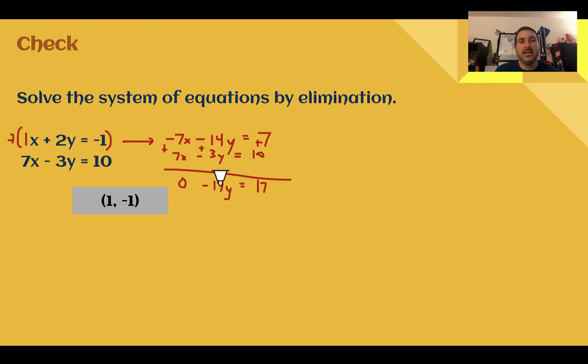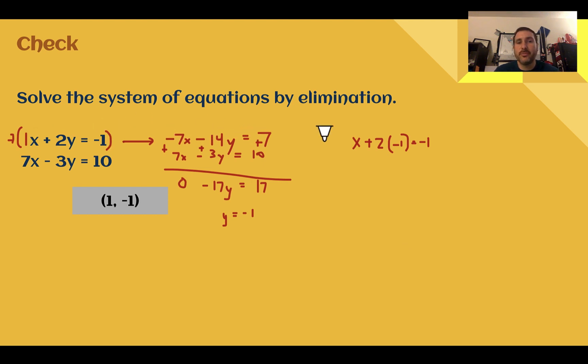So negative 17 times something equals positive 17. Y must be equal to negative 1. I could get that by dividing by negative 17. Now to figure out my x value, I'm going to just use the original equation. So I have x plus 2 times negative 1 equals negative 1. I don't have to use the one that I changed it into.